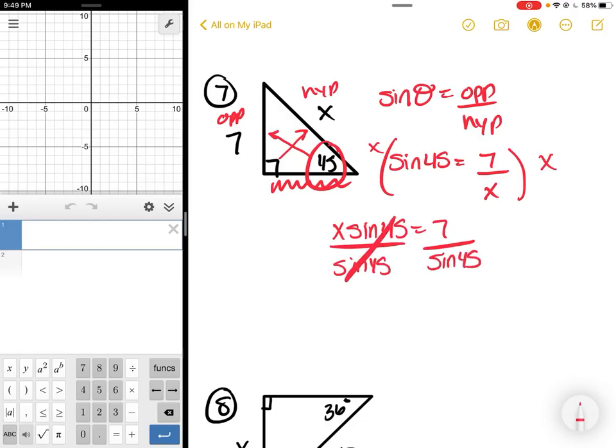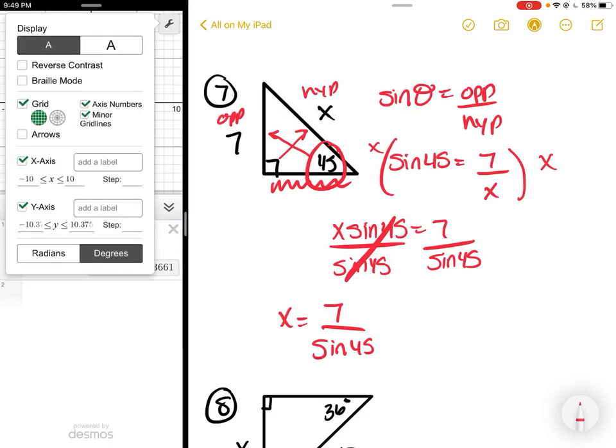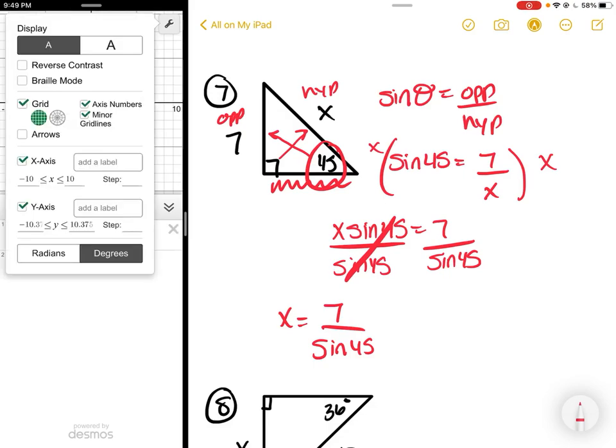So x is going to equal whatever 7 divided by sine of 45 is. I come over here. 7 divided by sine of 45. Make sure I'm in degrees. Nope, I'm out of degrees. See, sometimes that happens. So let's redo it. Am I in degrees? Yeah. All right.